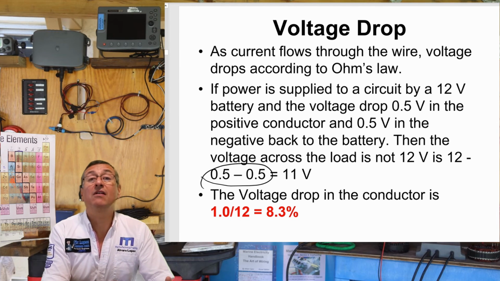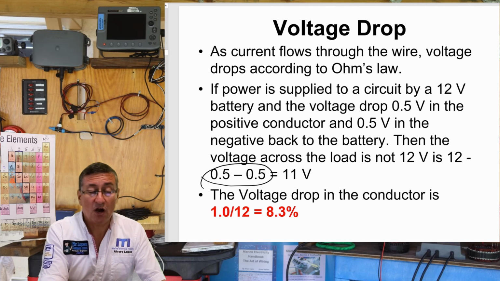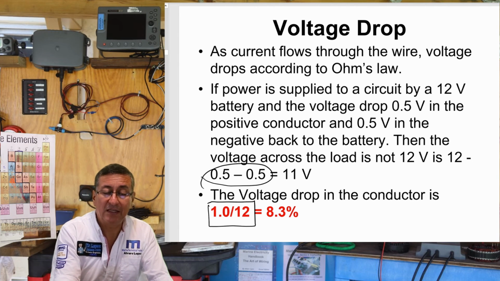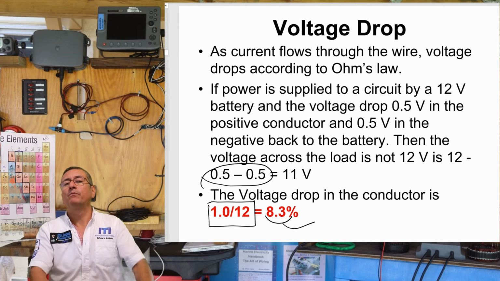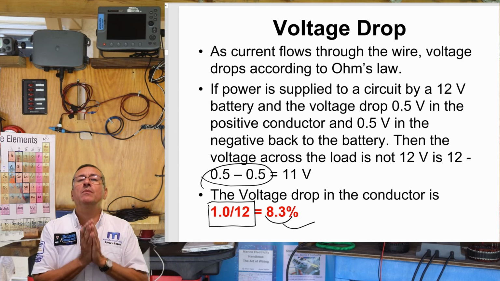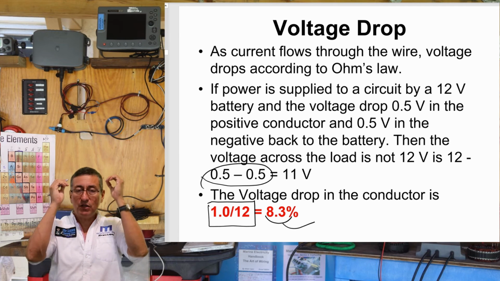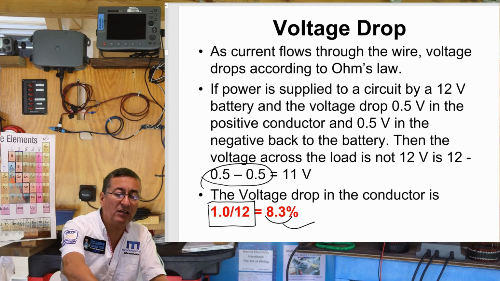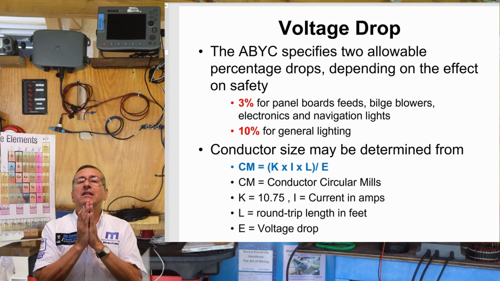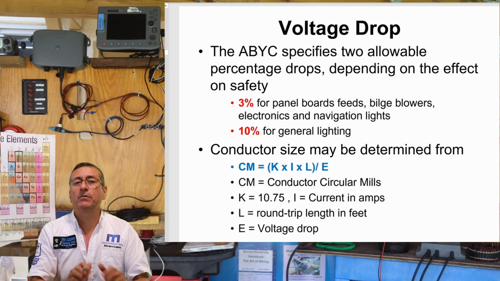How much is the total voltage drop in percentage? It's 1 volt divided by 12. This is 8.3%. Simple. Okay. In the future, I need you to memorize those numbers that I am going to give you. In the future, we are going to consider 2 different types of voltage drop.